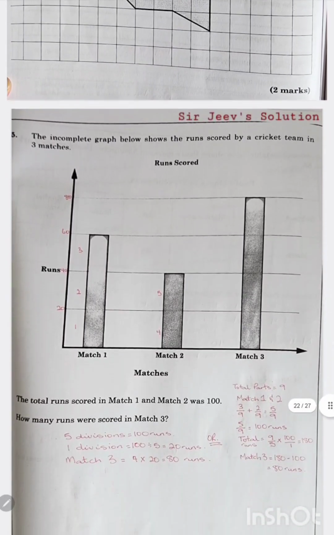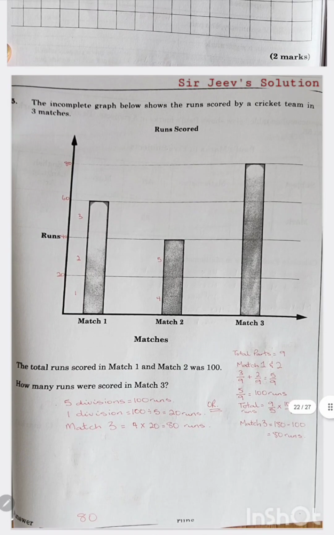Number 35 now, they said the incomplete graph below shows the runs scored by a cricket team in 3 matches. First, they said the total runs scored in match 1 and match 2 was 100. How many runs were scored in match 3? So between match 1 and match 2, we have 5 divisions. And we know the 5 divisions is equal to 100 runs. So that means one division will be 100 divided by 5, which is equal to 20 runs.